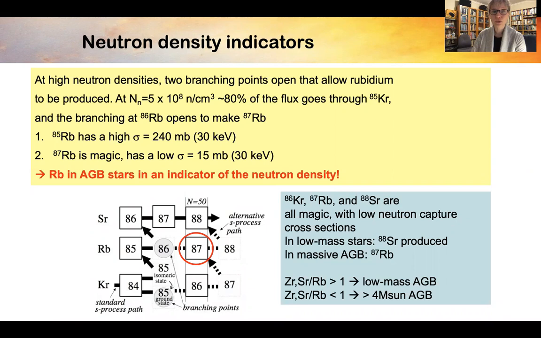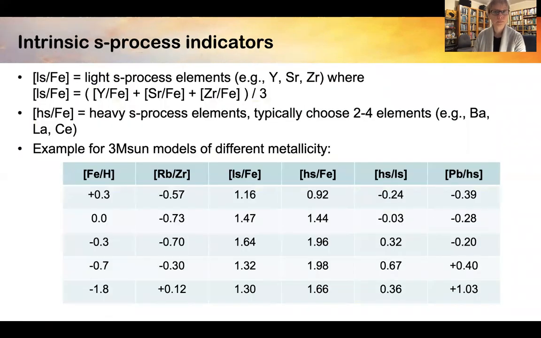This means that if I can measure rubidium to strontium in stars, I can use this as an indicator of the neutron density. And indeed, this has been done. It's possible to measure both of these elements spectroscopically, and most observations of low mass stars do indeed have more strontium than rubidium, whereas some of the brightest, most massive AGB stars that enrich in s-process elements have much more rubidium than strontium, which confirms this theory.